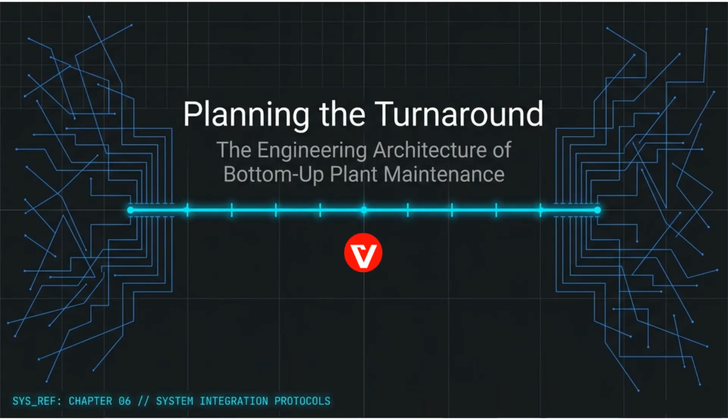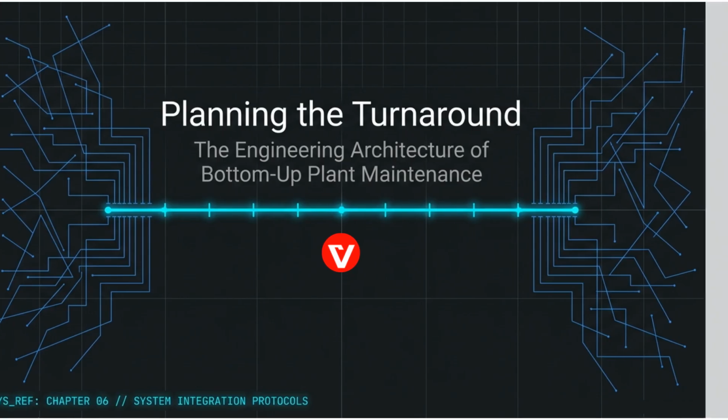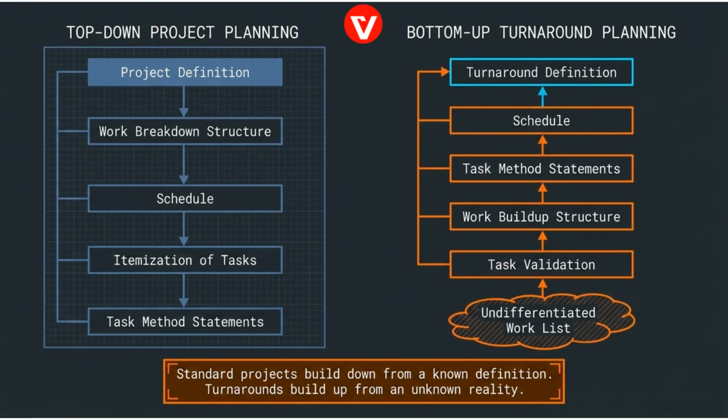This video will focus on planning the turnaround, exploring the engineering architecture of bottom-up plant maintenance. A turnaround is a radical engineering intervention that requires shifting from a single company routine to a systems perspective to understand hidden interconnectivity. Turnaround planning differs significantly from top-down project planning.